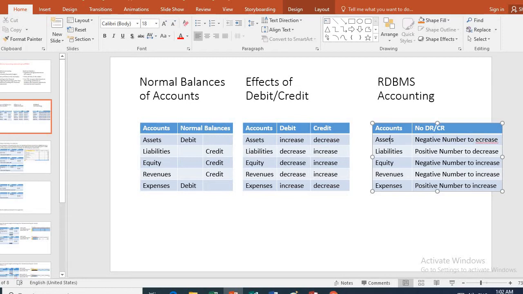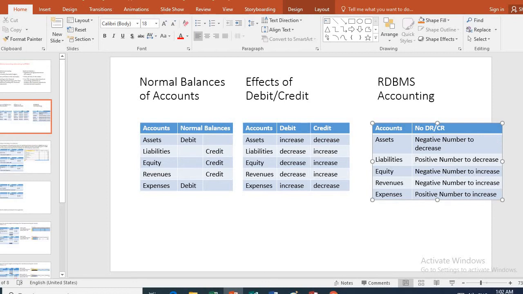Anyway, to decrease this one, we need to put a positive number, and this one a negative number. Right. So for expenses, we need to put in a negative number. Okay. Negative. So now the table changed.